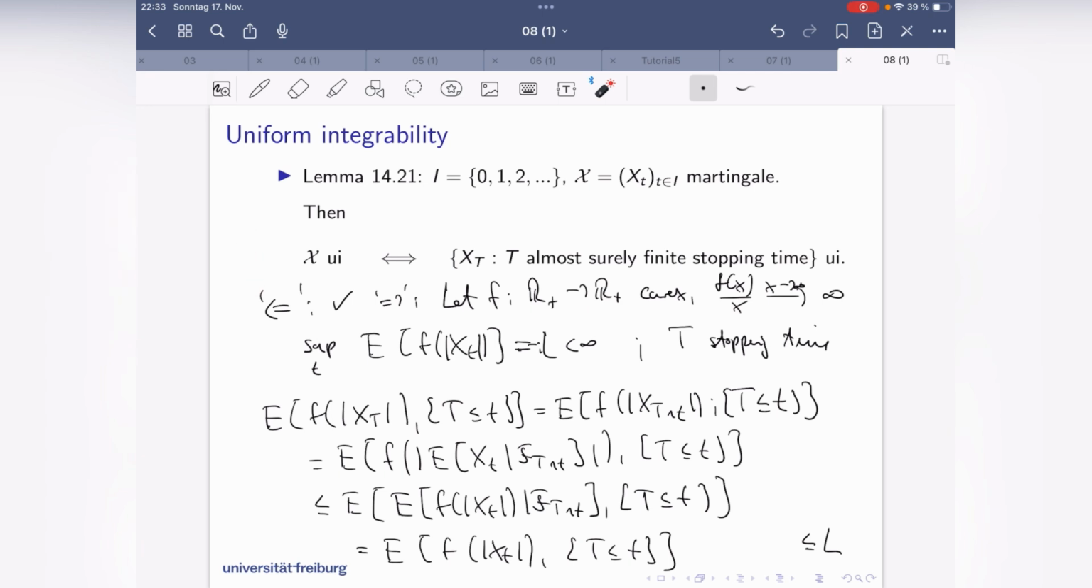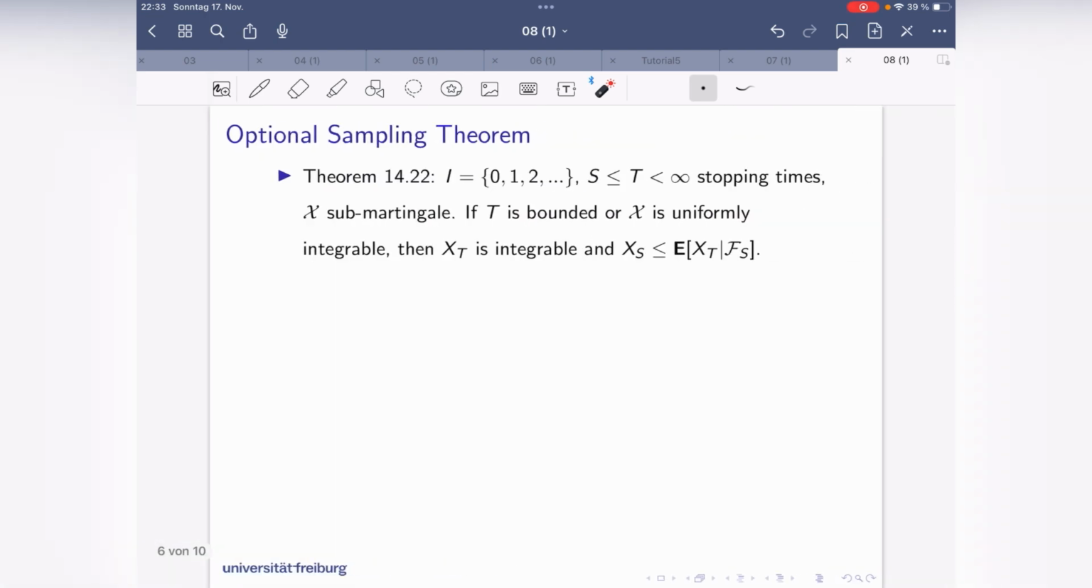And we can come to the optional sampling theorem, which is quite an important result, which shows how to replace the fixed times s and t by random times, stopping times s and t, if we know that either T is bounded or x is uniformly integrable. Then since we have two assumptions, let's first assume that T is bounded. T is bounded by some small t.